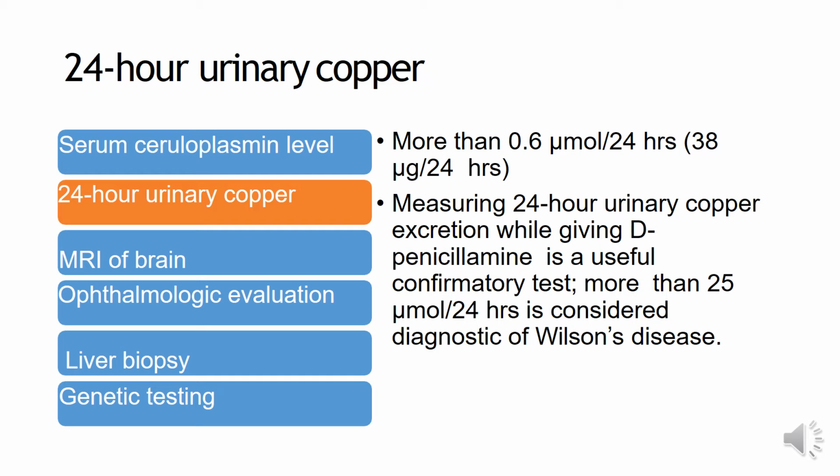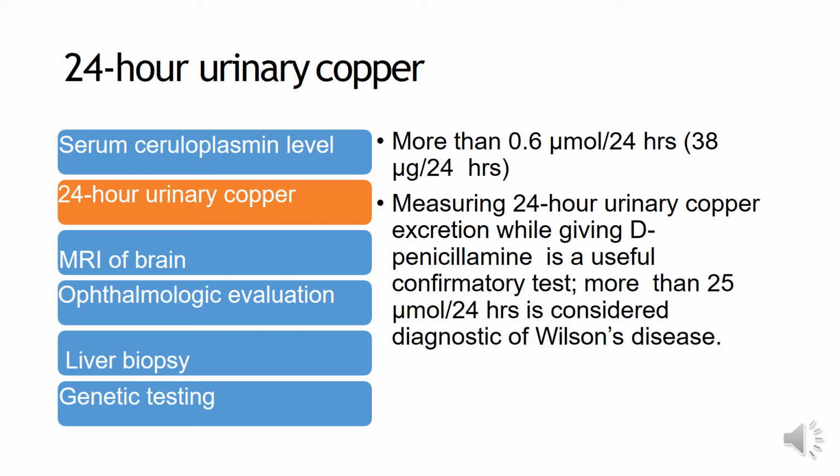At that time what you do is chelate the copper which is present in the bloodstream and give a challenge, and this copper gets excreted more. This challenge is done by giving a dose of D-penicillamine, which is a very useful confirmatory test, and more than 25 micromoles per 24 hours is considered diagnostic for Wilson's disease. So the 24-hour copper test usually requires a baseline copper to be measured. So there is 1 day of urinary copper to be measured, followed by 1 day of the challenge test.